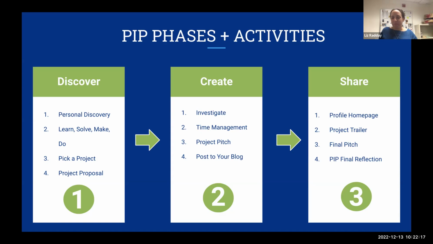So a PIP project in general is broken into 3 phases: discover, create, and share. And these very closely model the same phases that we use in a capstone project. In the first phase, students are discovering what they're going to do.